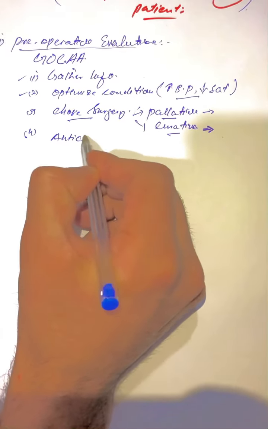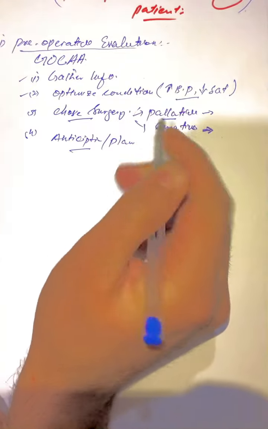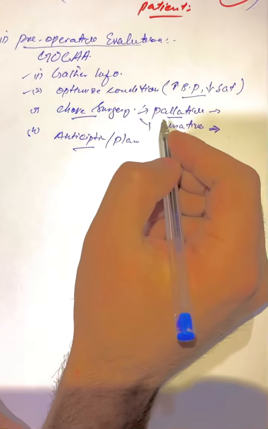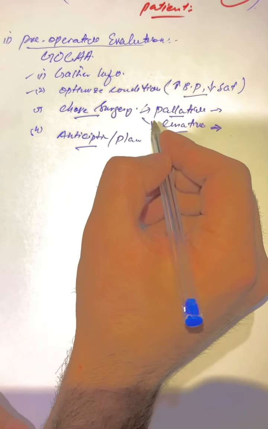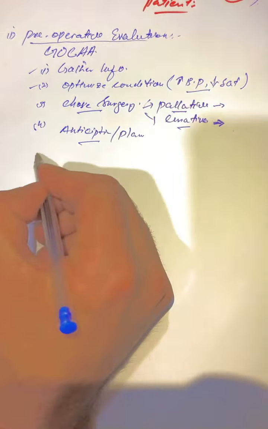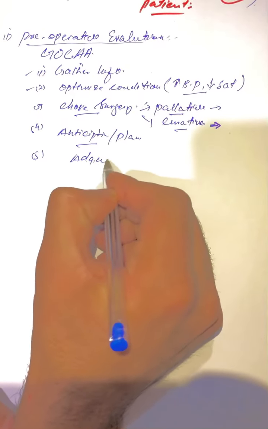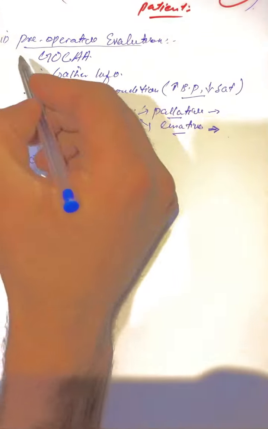Anticipation, or we can say planning. We have to plan all the things, that if, let's suppose, complications arise during the surgery, what we will have to do. So these come in the preoperative evaluation. And the fifth point is adequate hydration of the patient. So these all come in the preoperative evaluation.